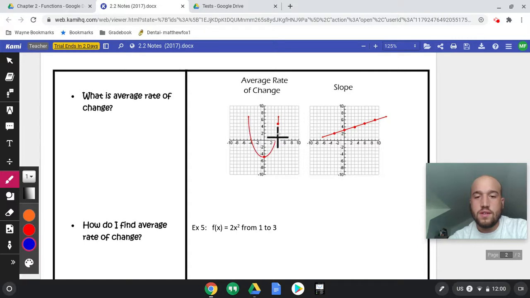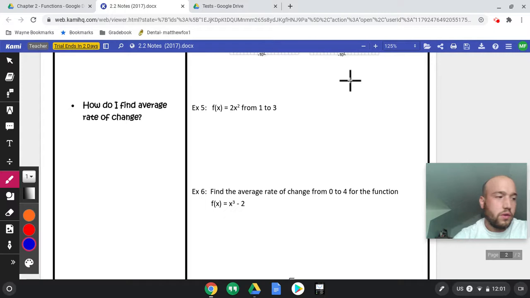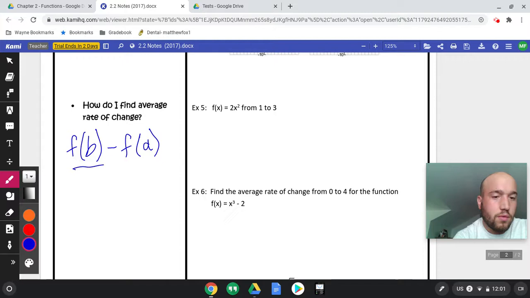However, on this one, the slope is not consistent. Here it's negative, then here at the bottom it's going to be 0, and then it slopes and starts going up. Okay, so if we are asked to find the average rate of change, we're going to do so by plugging into the function. So we'll take f of b and subtract f of a, and then we'll always divide by the difference of b minus a.